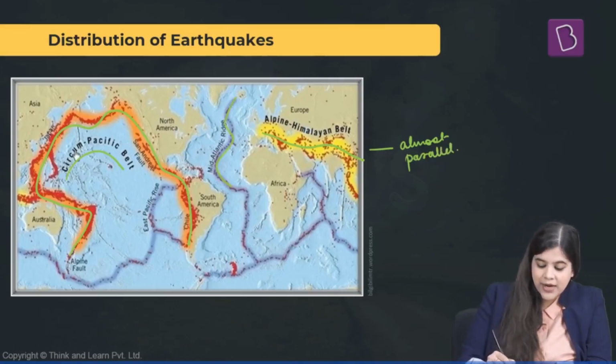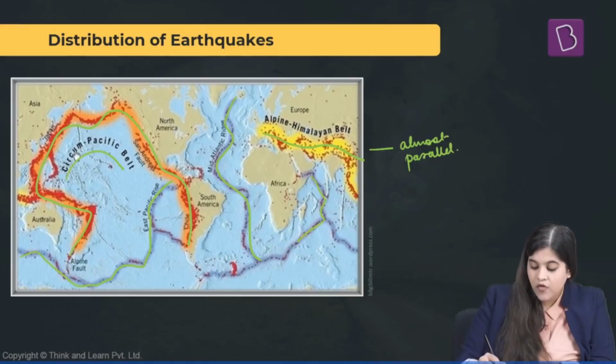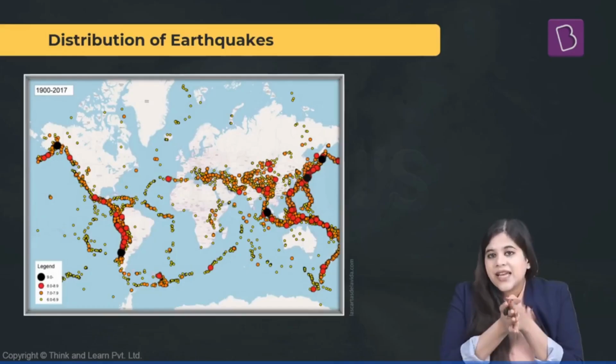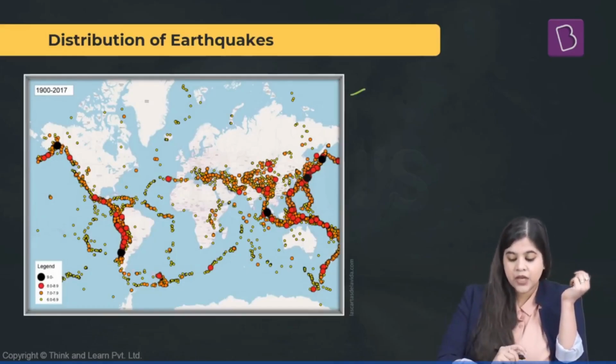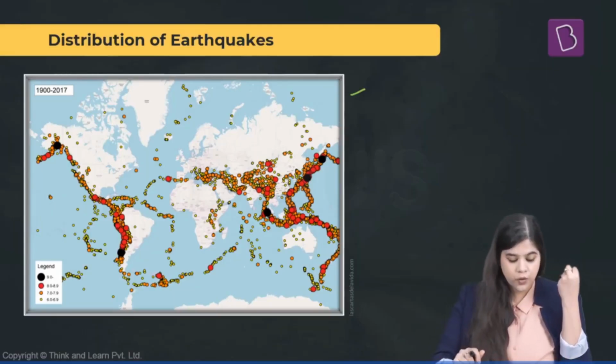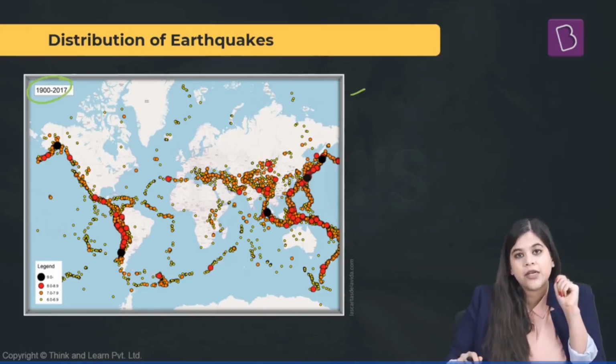Next, we have the Mid-Atlantic ridge. We have the ridges of East Pacific Ocean, Southern Pacific Ocean or the Southern Ocean, and even in the Western Indian Ocean. You can see in the next map here the various magnitudes of the earthquakes that have occurred over the past between 1900 to 2017.